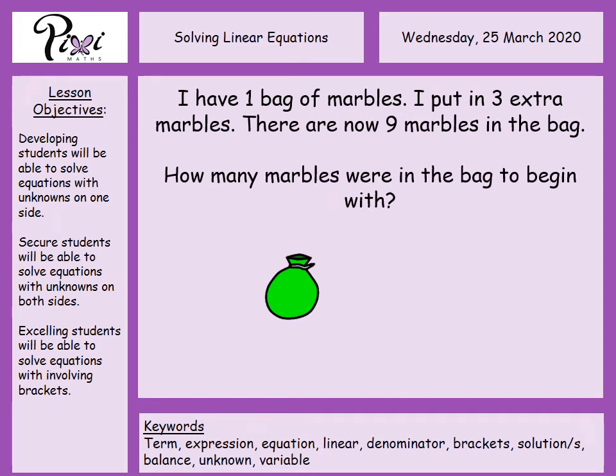Now, I have one bag of marbles. I put in 3 extra marbles. There are 9 marbles in the bag. How many marbles were in the bag to begin with? 6? Yes. But how do you know it's 6? Now, to solve this question, we will use algebra again. We will represent the number of marbles inside the bag by the letter b. Now we will have b plus 3 equals 9.